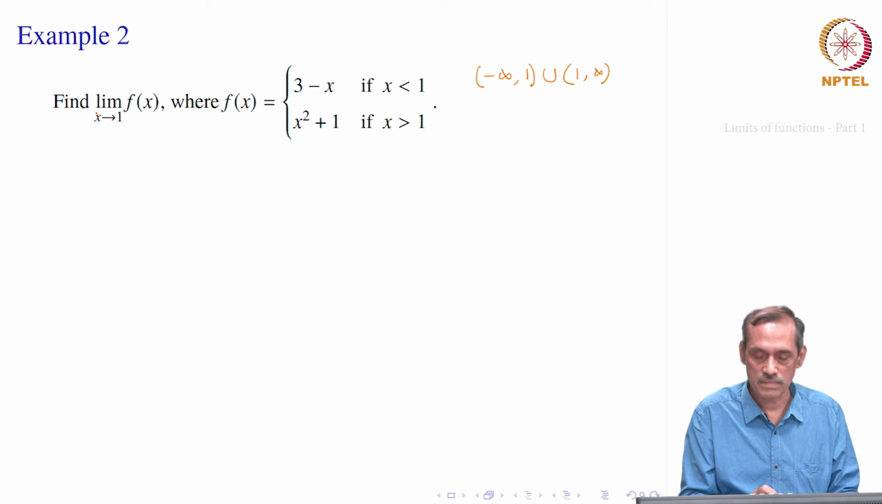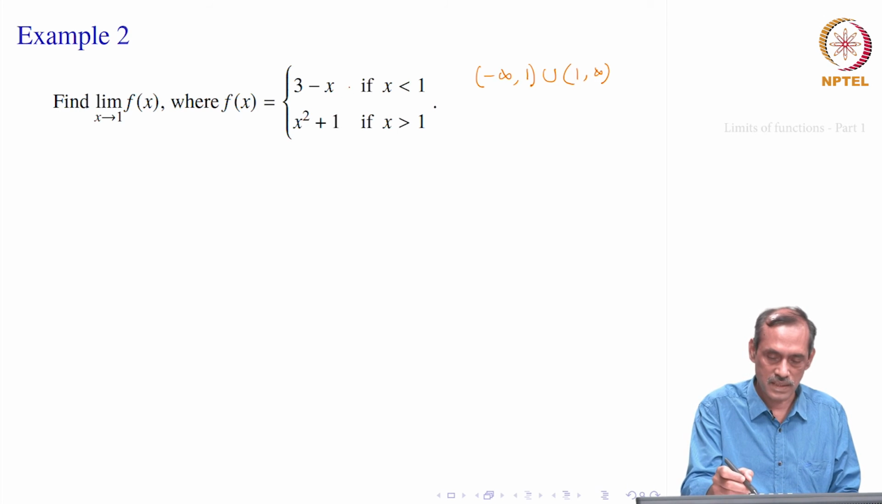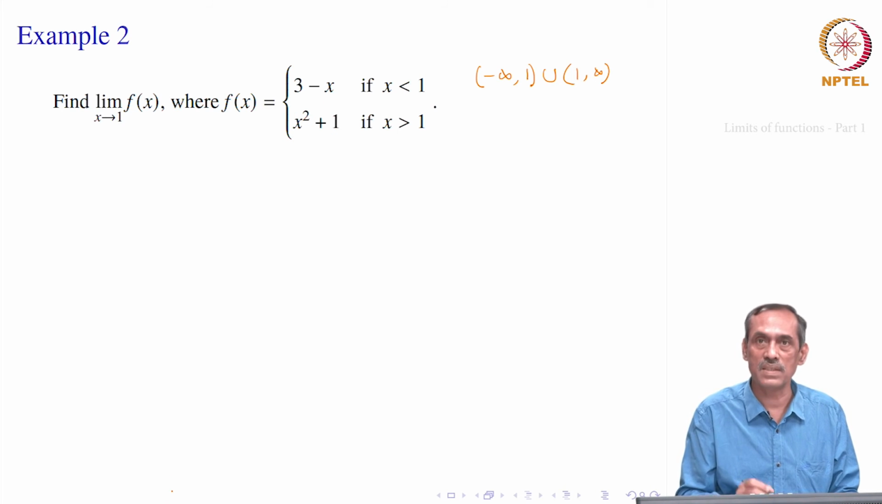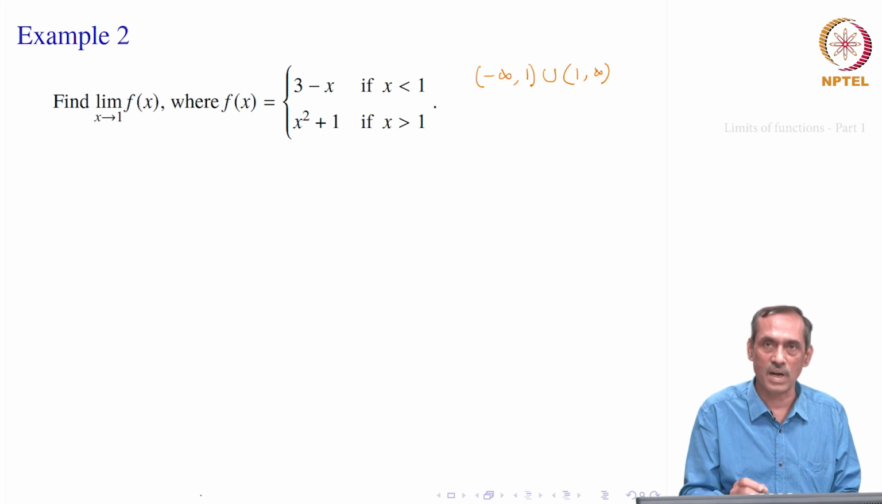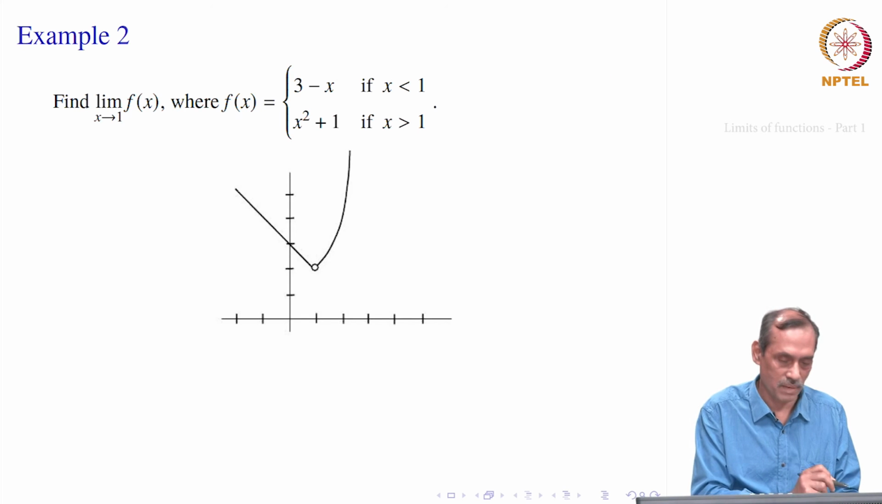So, how do we see it? On the left side, if I take x near 1, this is something smaller than 1, but near 1. So, 3 minus 1 is around 2, it is near 2. On the right side, if I take x bigger than 1, x square is still near 1 and 1 plus 1 is 2. On both sides it is 2. So, my guess is that L should be equal to 2. The limit of f of x as x goes to 1 should be 2. Let us see what happens.